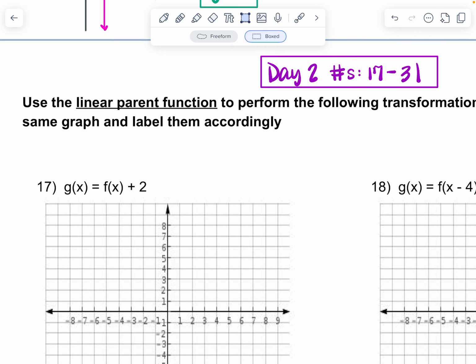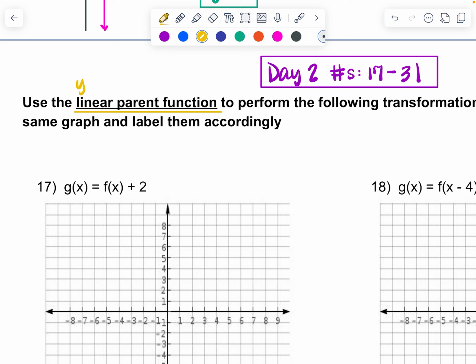We're going to look at a bunch of function notation writing, and remember this is how we determine what is happening to the original function, right? Are we shifting it left, up, right, down? Are we affecting the slope? Are we reflecting it across an axis? So you need to make sure that you understand those transformations that we wrote on that front page of our notes. All right, so on this one, it says use the linear parent function.